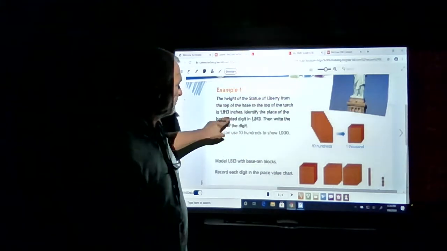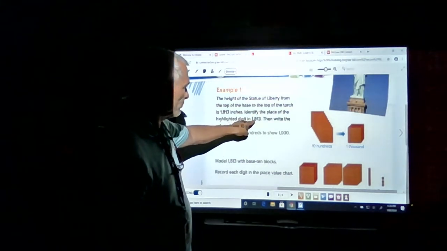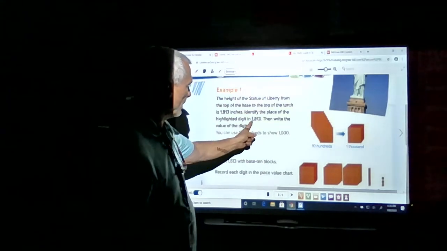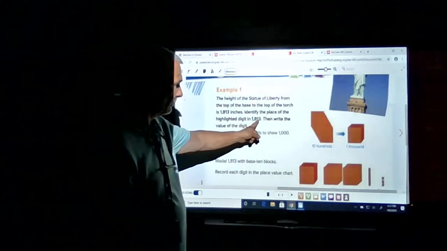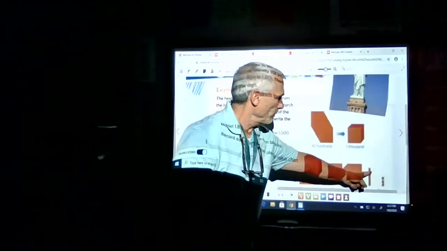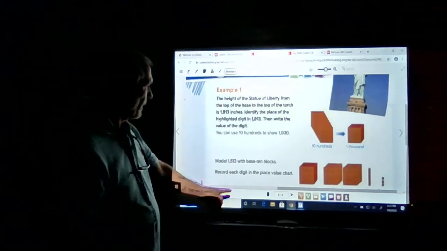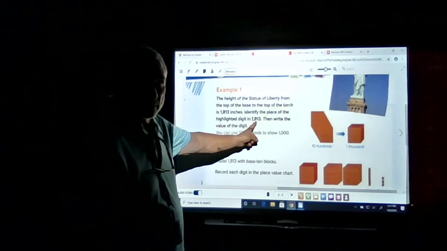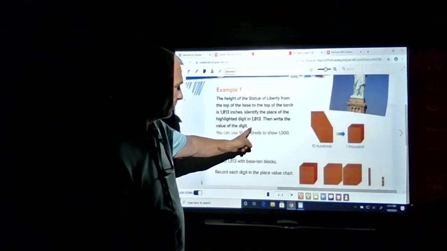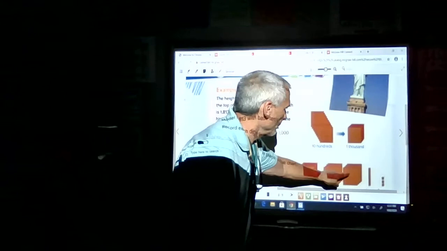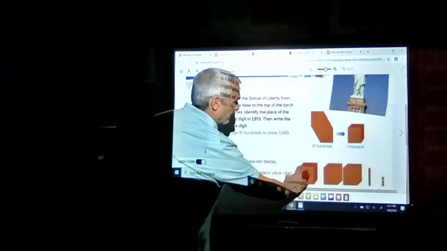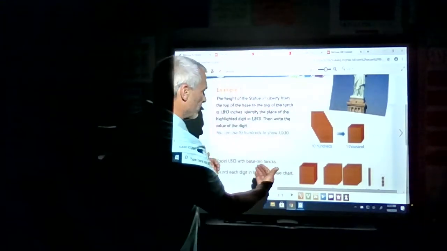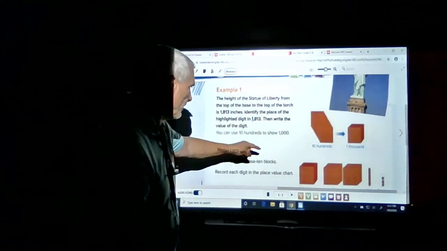Well, it's talking about the Statue of Liberty. I'm not going to read all of it. 1,813. Here's our number, and we're highlighting the 1. The 3 is right here, 3 in the ones. And the 1, that's in the tens, so there's only one of them showing here. 8 in the hundreds, that's right, 8 hundreds, and that would be right here, 1, 2, 3, 4, 5, 6, 7, 8, and this big block right here has 10 of those hundreds, and that is 1,000.